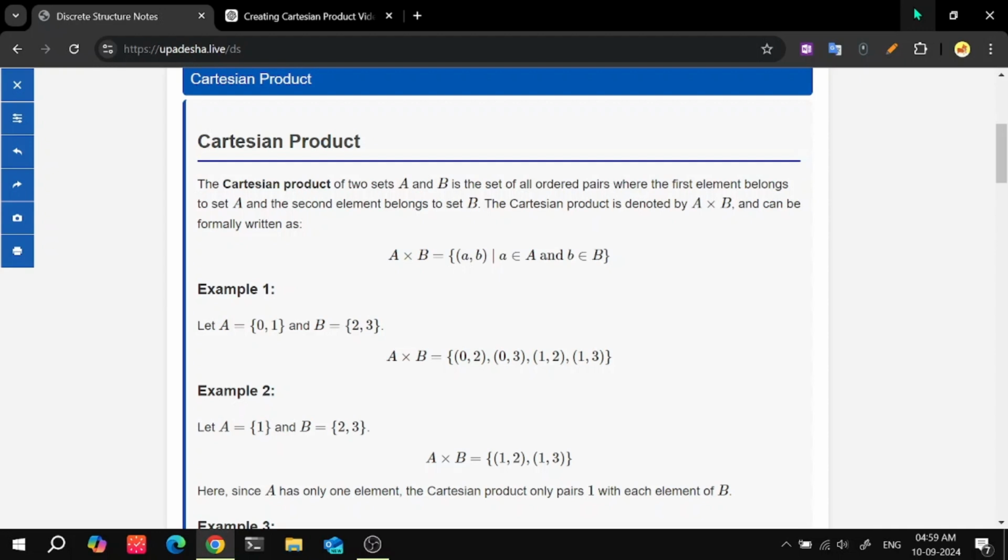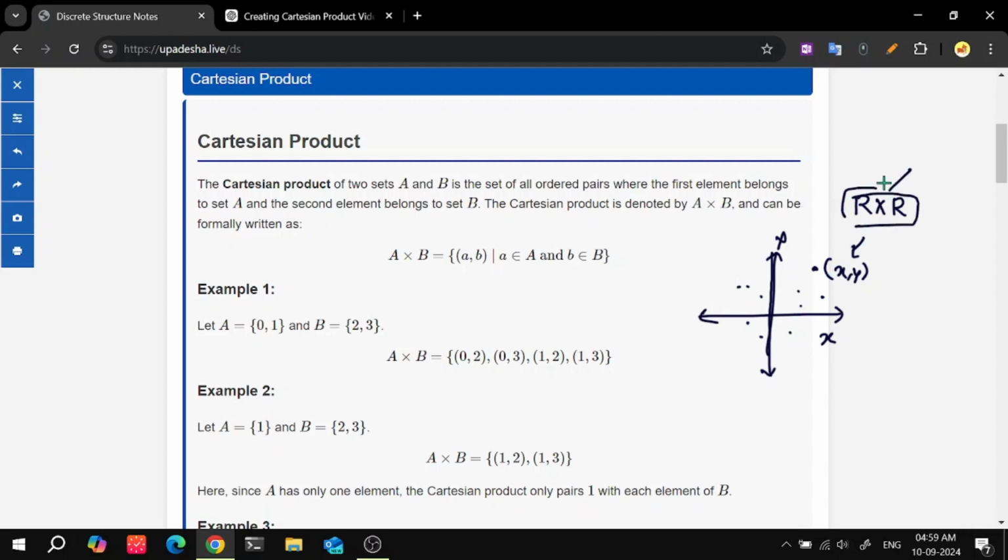You must have heard of a very important concept in geometry, that is the Cartesian graph, which is a graph between x and y. If you are trying to represent any point, you will need to mention it using an ordered pair. It means this is actually a cross product of R into R. This is a real plane containing so many points. This is actually the cross product of two real number sets, and both are the same.